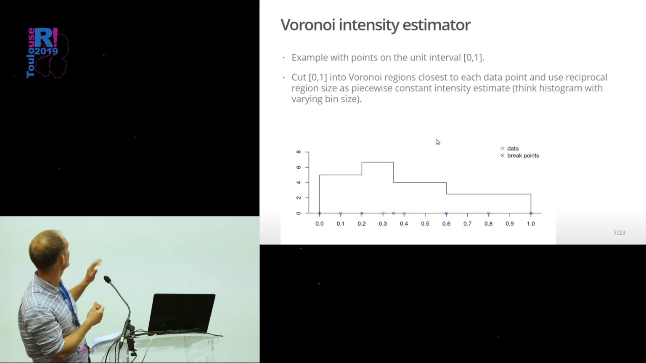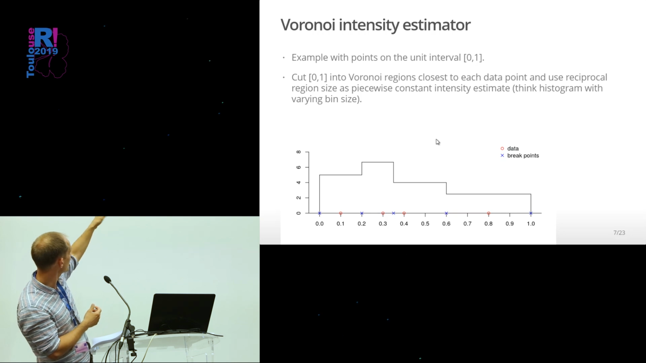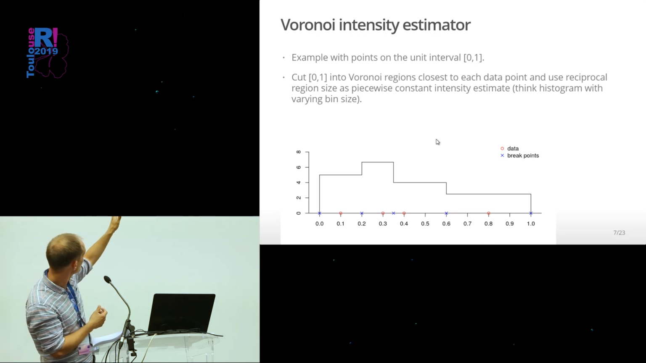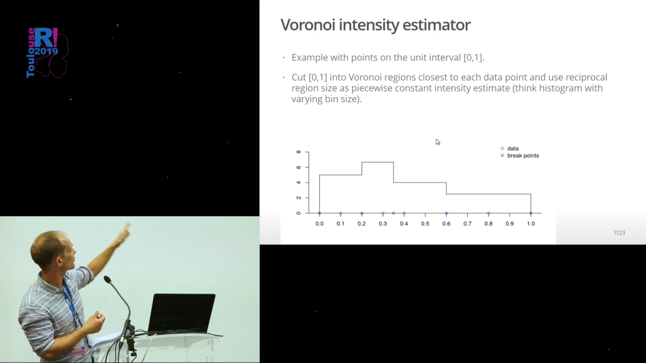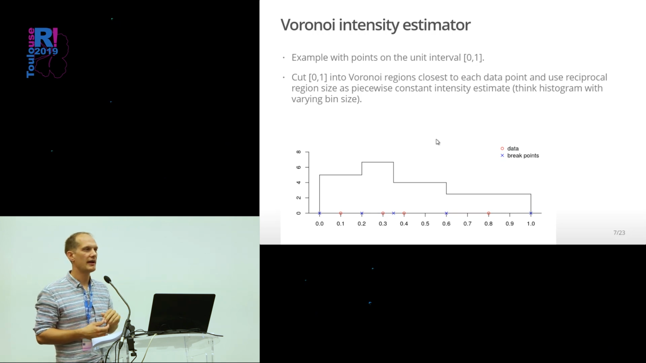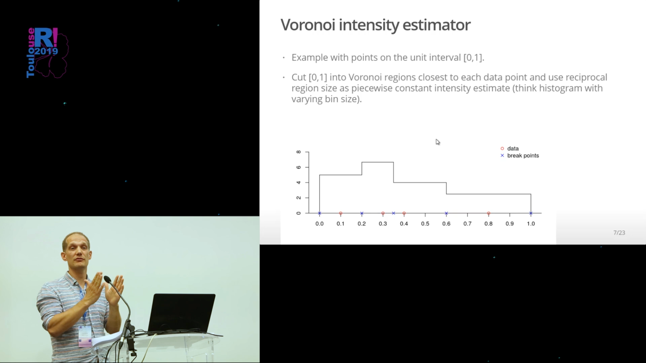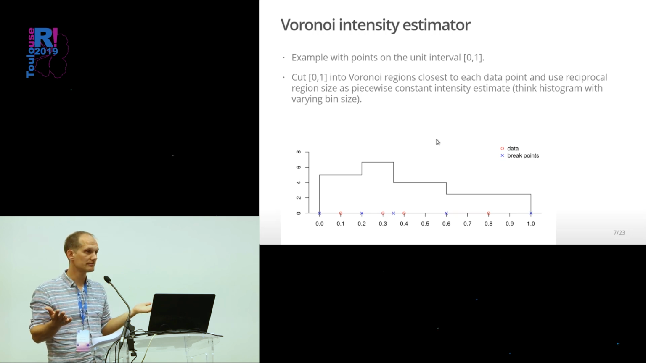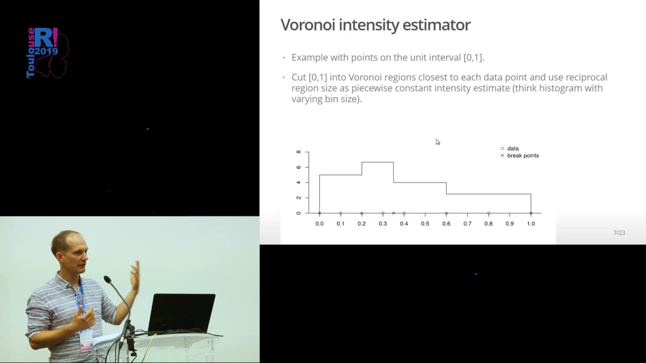So the first data point has the interval from 0 to 0.2. The second data point has from 0.2 to 0.35 and so on. So we have these blue breakpoints. And then you could just say, well, in each of these areas, one point occurred. So that's a total of one.